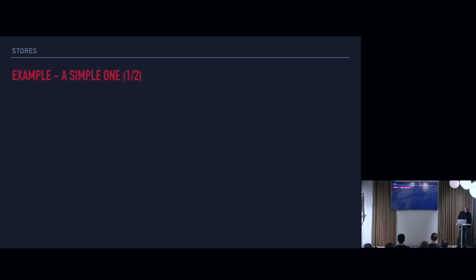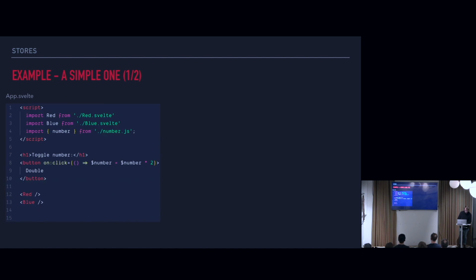All right, so first example for stores. We are building a small application that has a red box and a blue box with some text in it. And we have a button on top that updates a store. You can simply work with the store in the same way as you would work with any other variable, and then it will update in the other components as well.